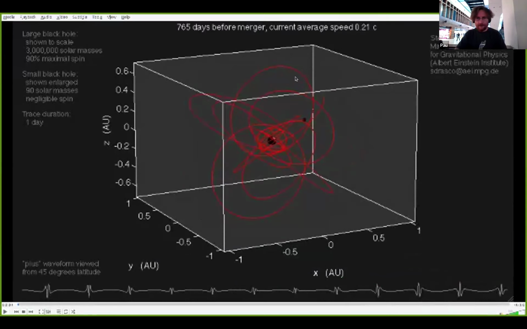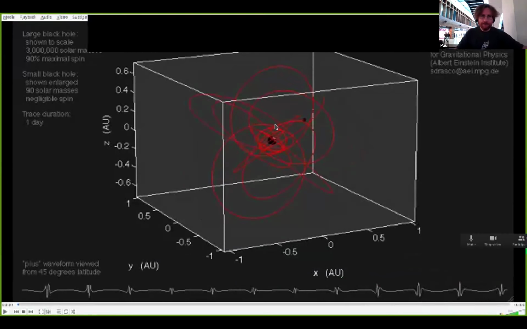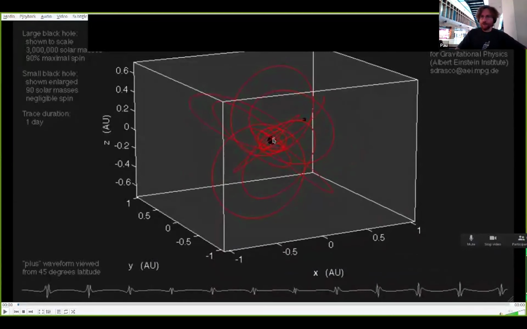So what you can see here is a black hole. This is a video performed by Steve Glasgow from the Max Planck Institute, a good friend of mine, many years ago. But it's still a very good video. You can find it on YouTube, I think. So you have here a black hole with a mass of 3 million solar masses, and a small compact object with a mass of 90 solar masses. I don't like the choice of this mass, but well, it's good enough for an illustration.